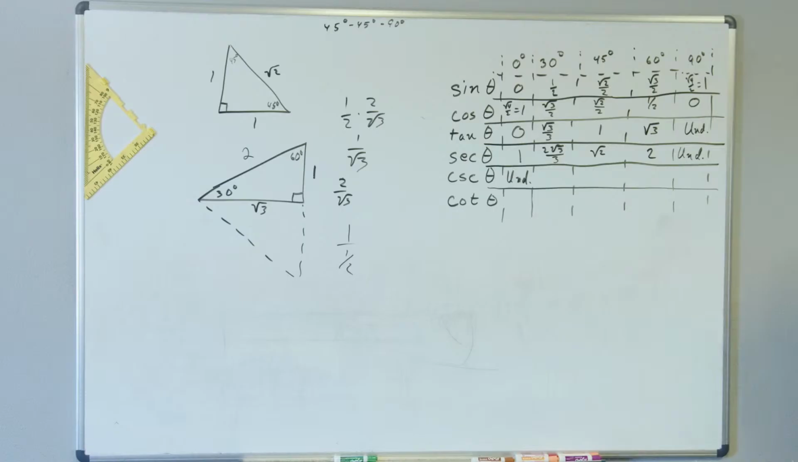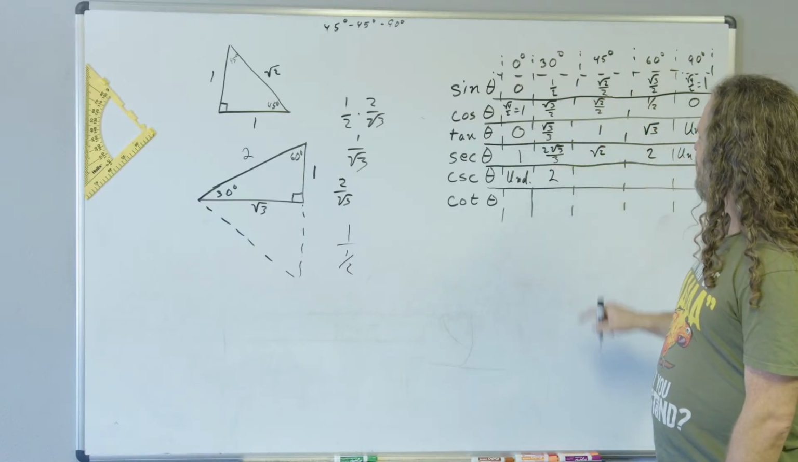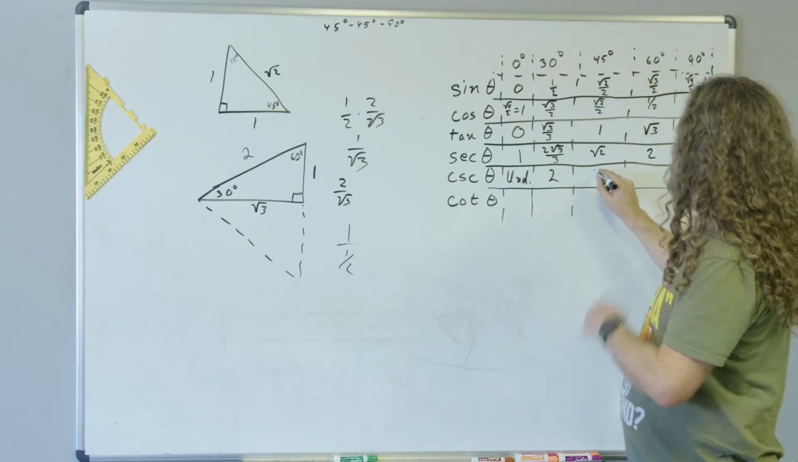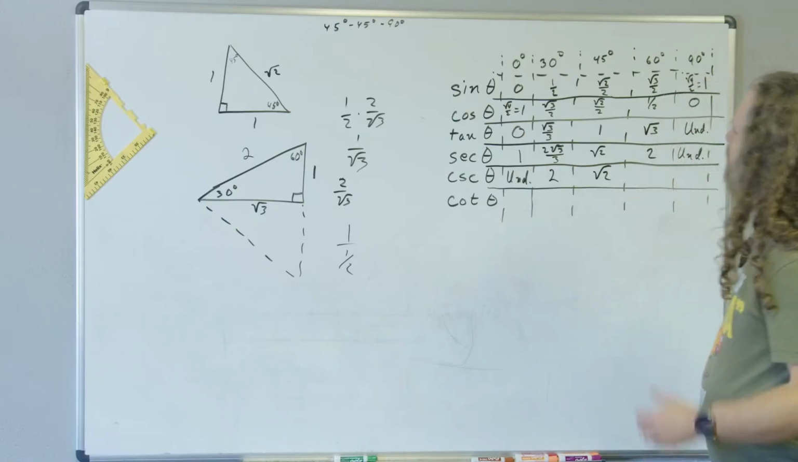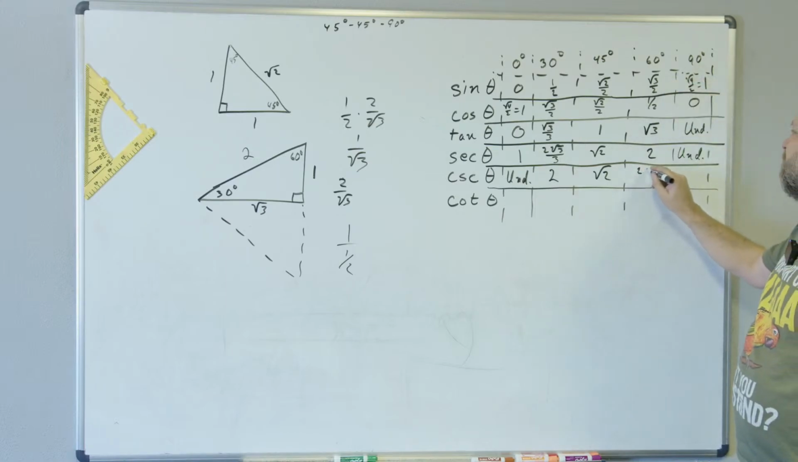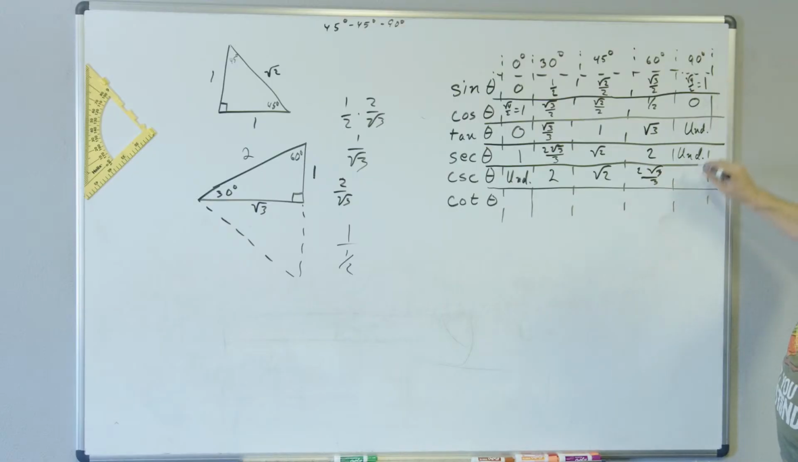Anyway, what is 1 over 1/2? 2. What is 1 over the square root of 2 over 2? Square root of 2. Two square root of 3 over 3. What is 1 over square root of 3 over 2? 2 square root of 3 over 3. 1. What's 1 over 1?